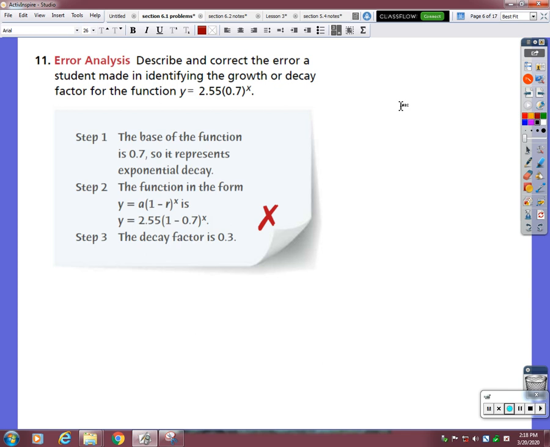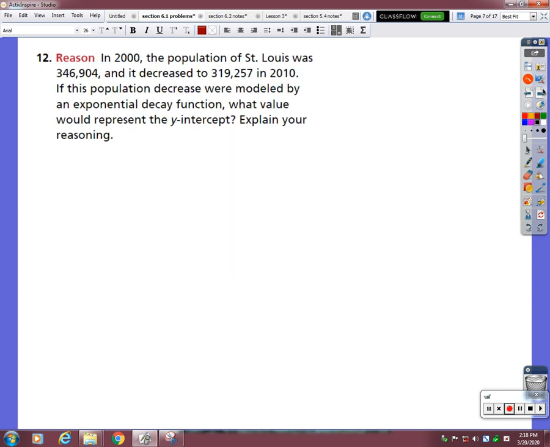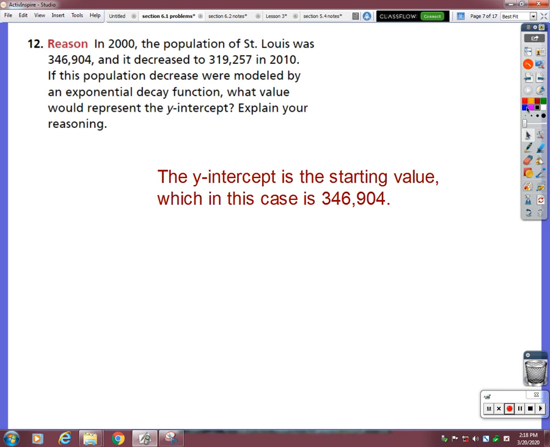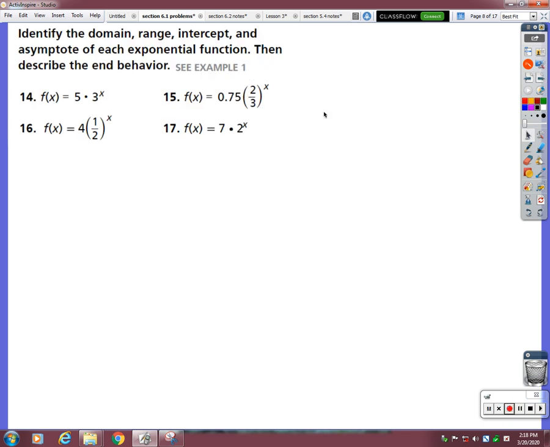All right, let's see. Describe when correct. Did I sign this one? No. Okay, so we're going up to 12. Okay, in the year 2000, the population of St. Louis was that, and it decreased to this much by 2010. If this population decrease were modeled by an exponential decay function, what value would represent the y-intercept? Well, the y-intercept is the starting value, which in this case is 346,904.